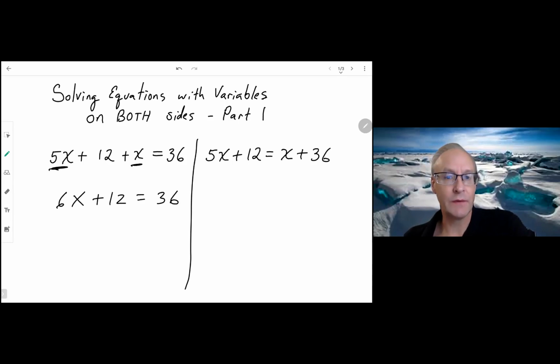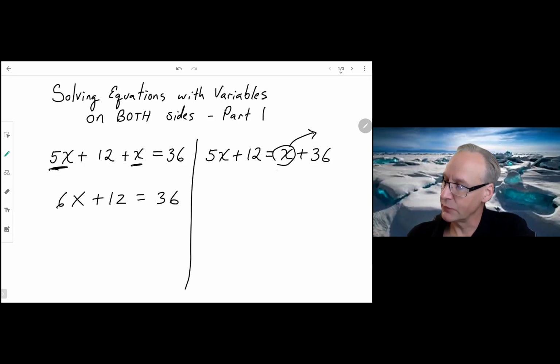Now, the problem on the right is a different situation. I cannot add this x with this 5x because they're on different sides of the equation. But for those of you who have been doing some algebra for a while, you realize you can do whatever you want to both sides. And wouldn't it be nice if we just had x's on one side? So what I'm going to do is I want to get rid of this x. Now, some people are going to say, well, you can't just throw away an x just because you feel like it. But you actually can, so long as you do whatever it is you do to both sides.